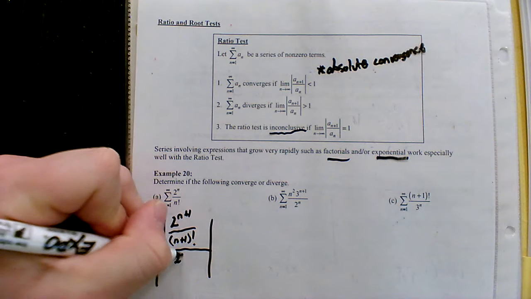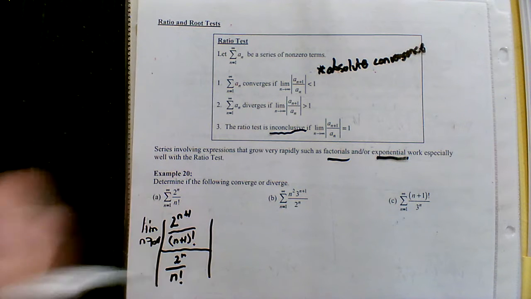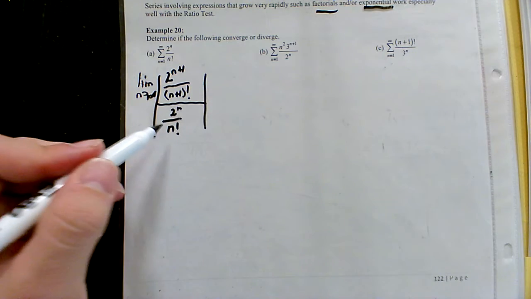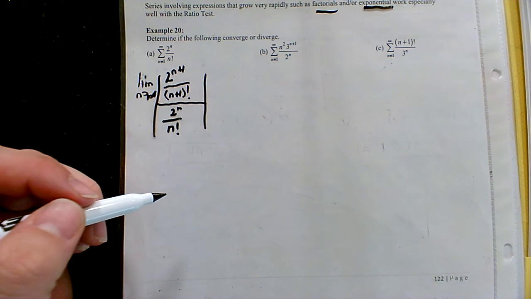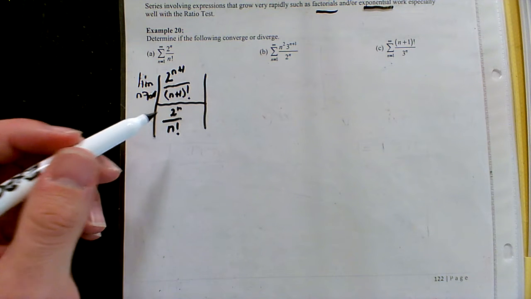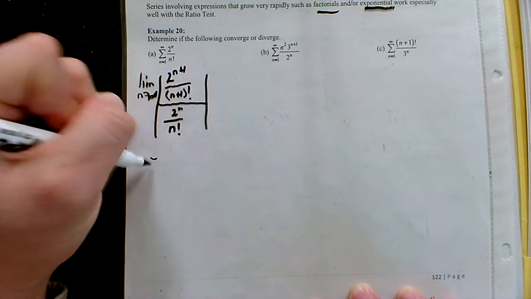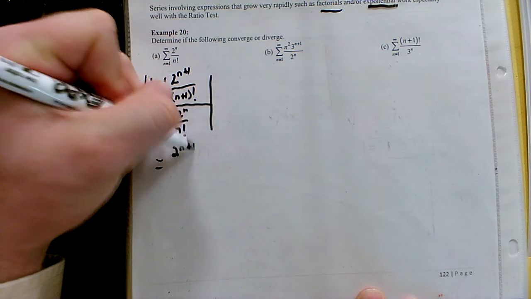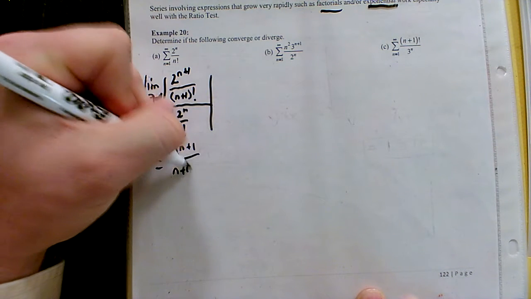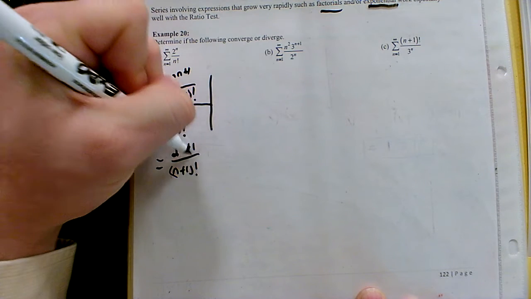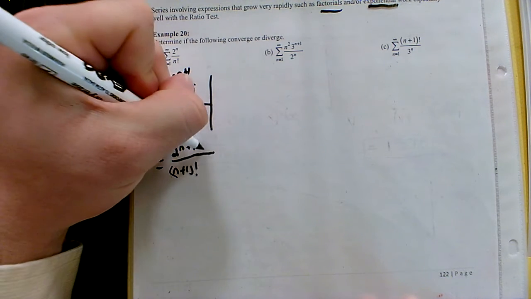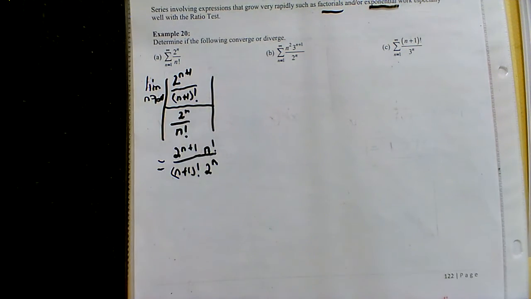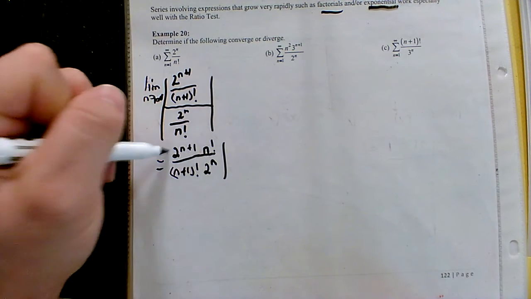Alright, so we have the a_(n+1) term over top of the a_n term, and the absolute value of it. But if we have a fraction over a fraction, we can actually do what? Yes, so 2^(n+1) over (n+1) factorial. Then we have the n factorial on top, and we have 2^n on the bottom. And don't forget absolute value.